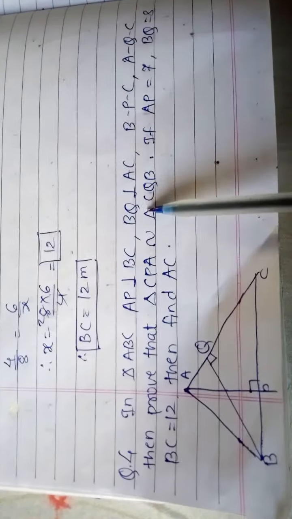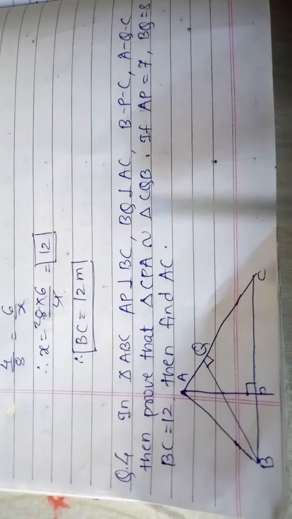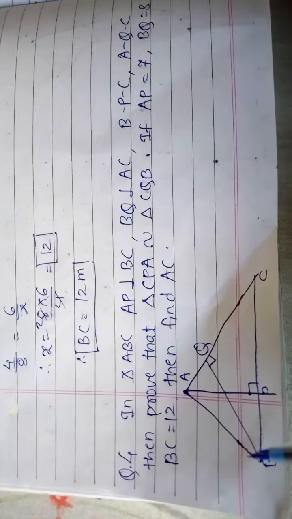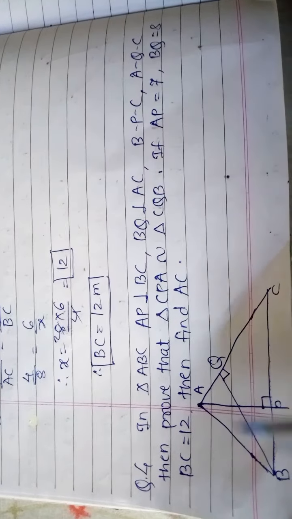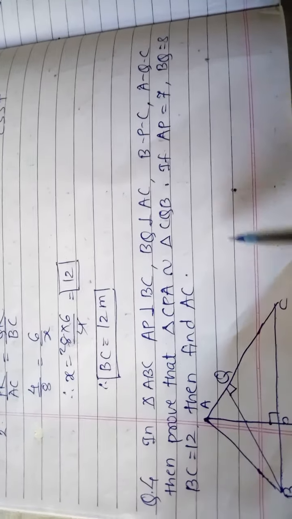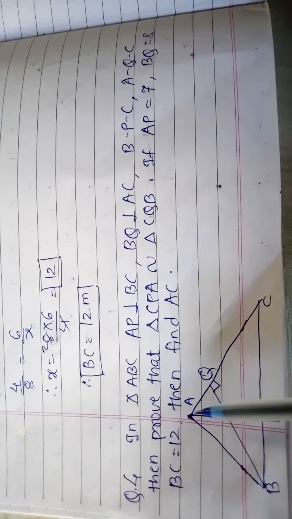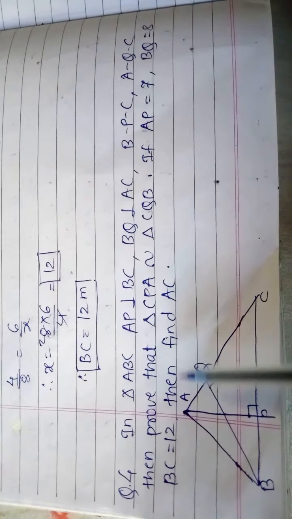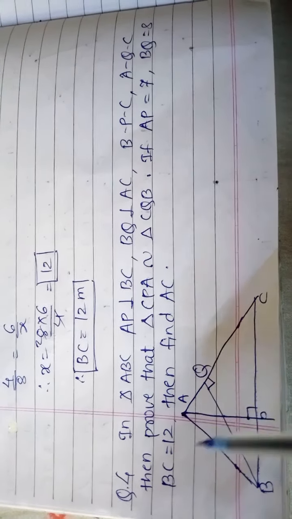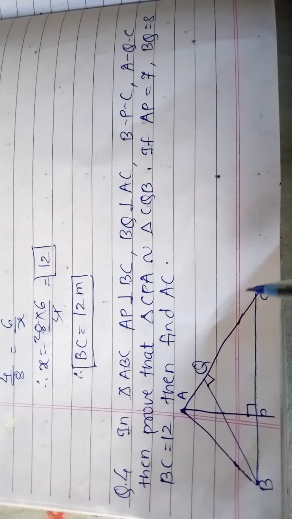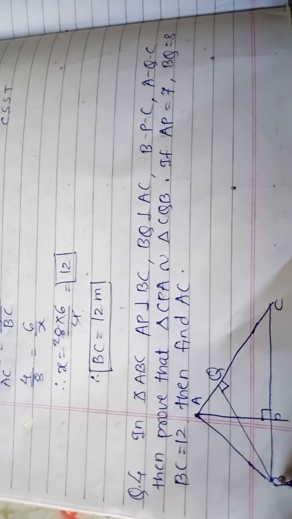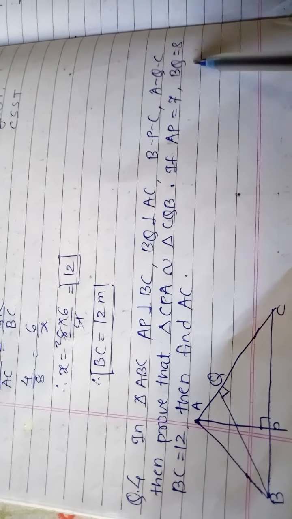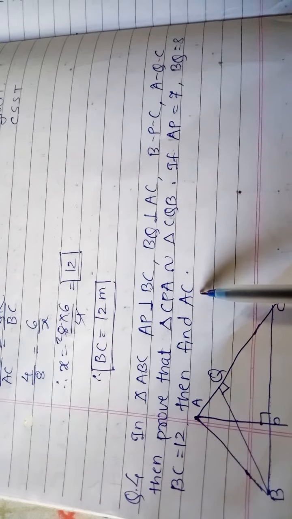Now we are going to see the fourth example, that is in triangle ABC, AP is perpendicular to BC and BQ is perpendicular to AC. Then prove that triangle CPA is similar to CQB, and we are given AP 7, BQ 8, BC 12, and we have to find out the AC.